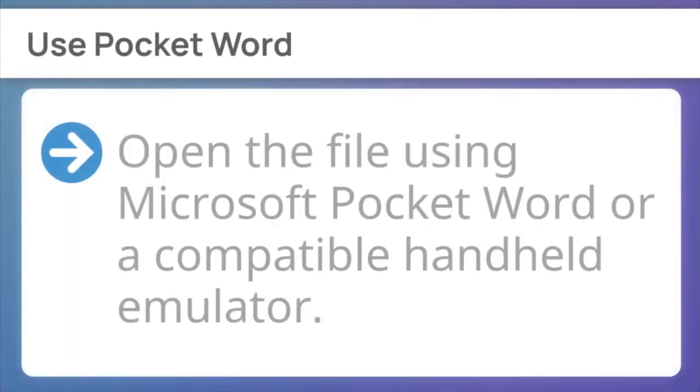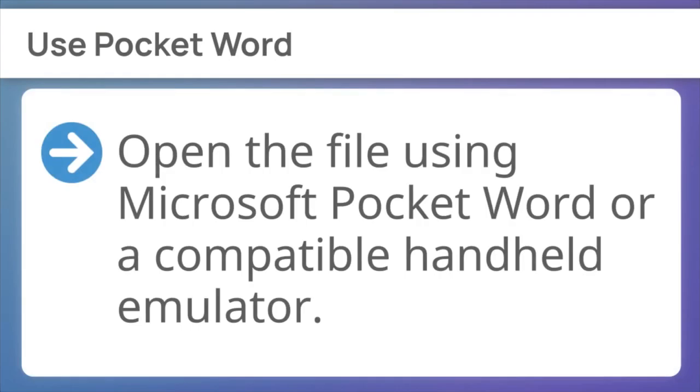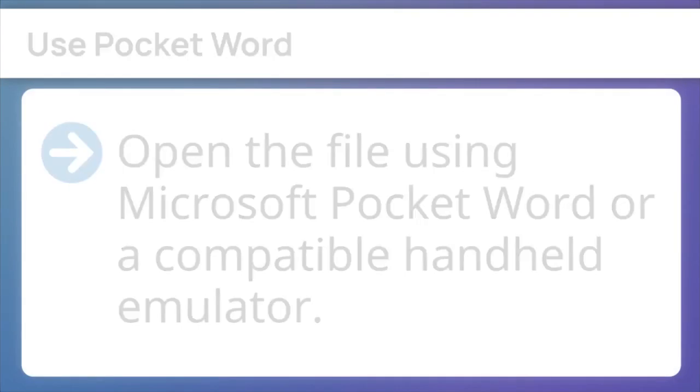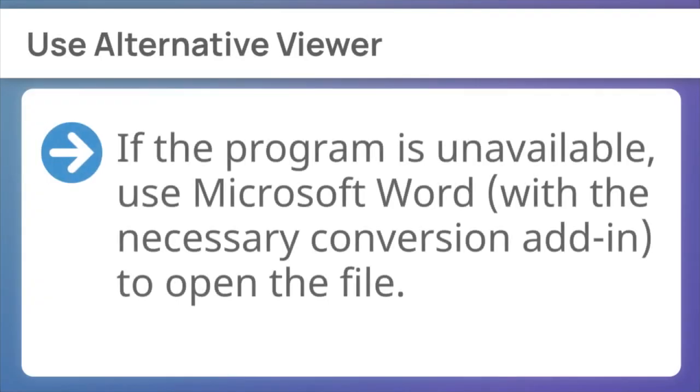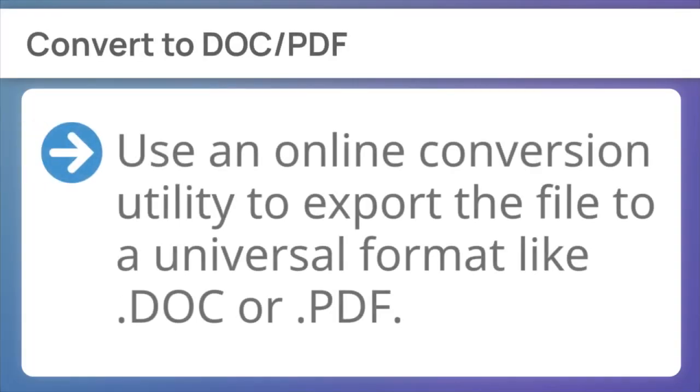First, use Pocket Word. Open the file using Microsoft Pocket Word or a compatible handheld emulator. Next, use Alternative Viewer. If the program is unavailable, use Microsoft Word with the necessary conversion add-in to open the file. Finally, convert to doc or PDF. Use an online conversion utility to export the file to a universal format like .doc or PDF.